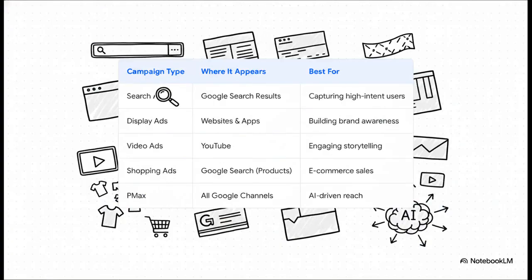Search ads are for grabbing people who are actively searching for what you offer. Super high intent there. Display ads are those banner ads you see all over the web. Great for just getting your name out there. Video ads on YouTube? Perfect for telling a story. Shopping ads are a must if you're in e-commerce. They put your products right in the search results. And then there's Performance Max. That's Google's AI-driven, all-in-one campaign that runs your ads everywhere. The right choice here goes right back to that goal we just talked about.